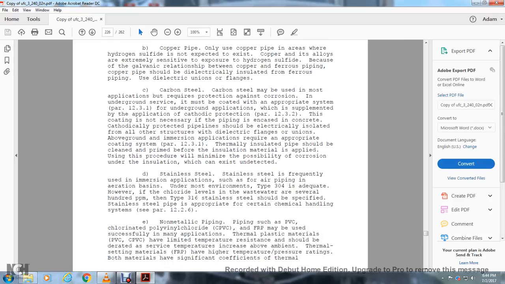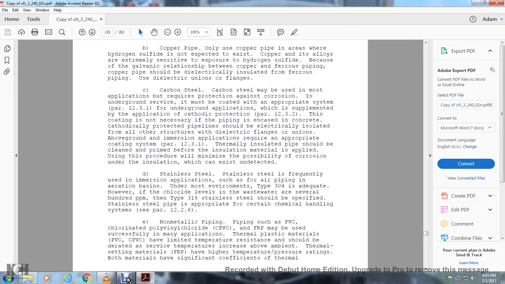Stainless steel. Stainless steel is frequently used in immersion applications, such as for air piping in the aeration basins. Under most environmental conditions, type 304 is adequate. However, where the chloride levels of the wastewater are several hundred parts per million, type 316 stainless steel should be specified. Stainless steel pipe is also appropriate for certain chemical handling systems, paragraph 12.2.6.